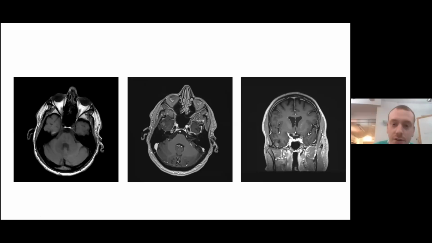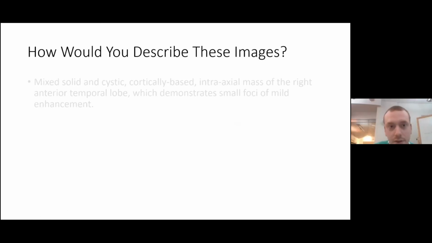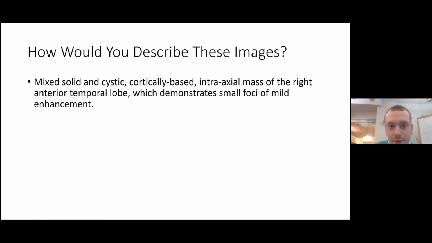Does this look intraaxial or extraaxial? It looks intraaxial to me. Very good. Okay, so basically just a solid cystic cortical-based intraaxial mass with some mild enhancement. Very good. Any additional workup, I don't think in this case matters. You can do some functional MRI, some epilepsy workup, which he already had.